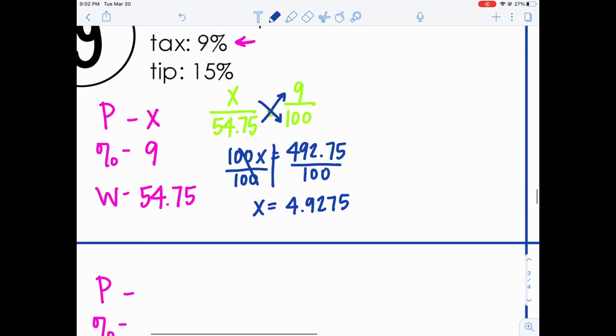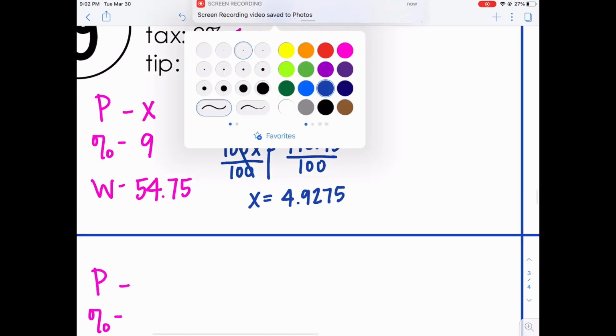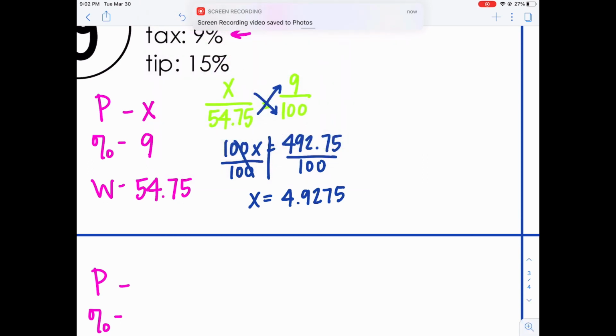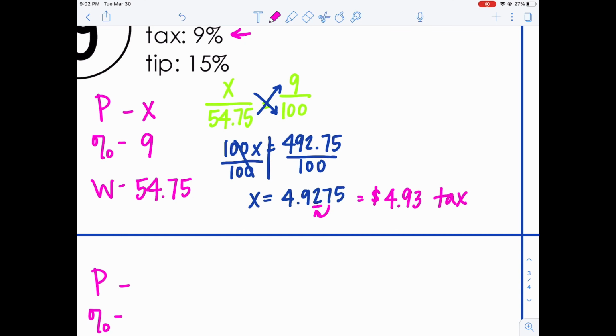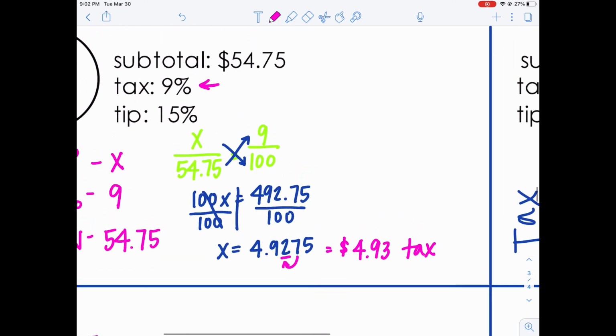4.9275. We need to round this to 2 decimal places, so the 2 is in the second decimal place. So the 7 tells the 2 to round up to a 3. So I get $4.93 is my tax. And once again, you'll notice I'm labeling so that it's easy for me to find these numbers.